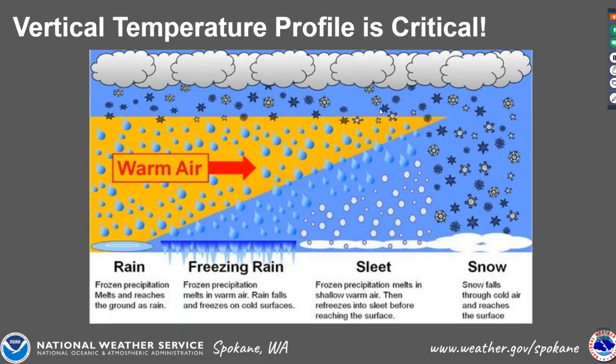Now, sleet: the snow falls into the warm layer, but it's not very deep. So it might melt a little bit, and then it moves back into a cold layer, and it refreezes before it hits the surface. And then you have snow, where it is cold enough throughout the entire temperature profile, and so it all falls as snow.